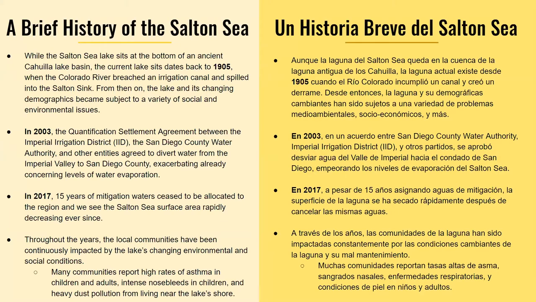And then we see that throughout the years, the local communities have been continuously impacted by the lake's changing environmental and social conditions. So for instance, many of what I'll be calling the shore communities are historically undocumented peoples, immigrant communities, sometimes predominantly Spanish-speaking communities as well. They have obstacles in reporting the conditions that they're living under, whether it's overall social conditions or socioeconomic conditions or conditions that affect their public health in general.